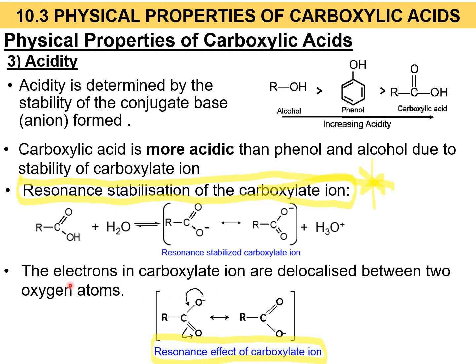Okay, basically the electrons in the carboxylate ion are delocalized between two oxygen atoms. Okay, ni pun penting ni. The electrons in the carboxylate ion are delocalized between two oxygen atoms. Okay, so ni pun point yang penting juga. Lukisan ni pun penting kalau you tak kerti nak terangkan by words. Okay, so inilah the main reason why carboxylic acid ni is the most acidic organic compound.